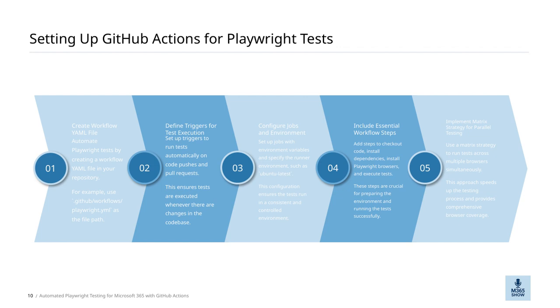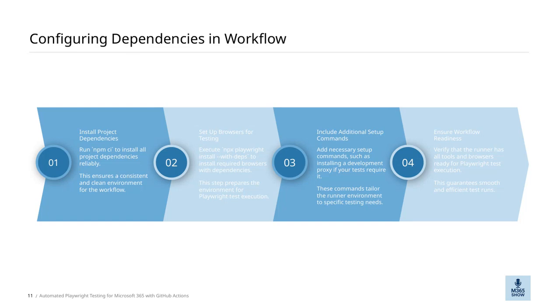Finally, to speed things up and increase coverage, you can use a matrix strategy. This means running your tests across multiple browsers at the same time, like Chrome, Firefox, and Safari, simultaneously. Not only does this cut down your testing time, but it also ensures your application works seamlessly across all major browsers. So, in summary, creating this workflow file, setting triggers, configuring the environment, including all necessary steps, and using a matrix for parallel testing. These are the key points that make automated Playwright testing with GitHub Actions both efficient and effective.